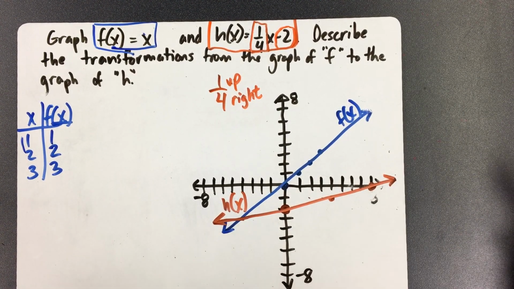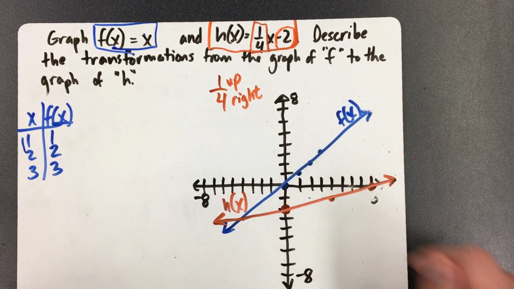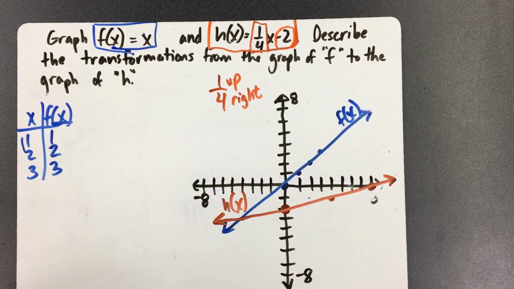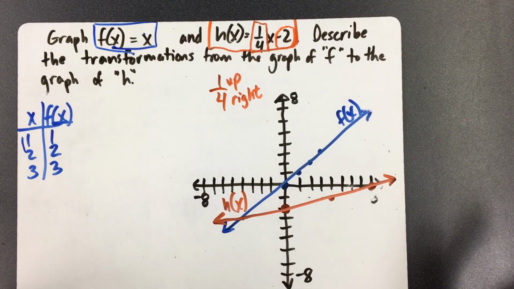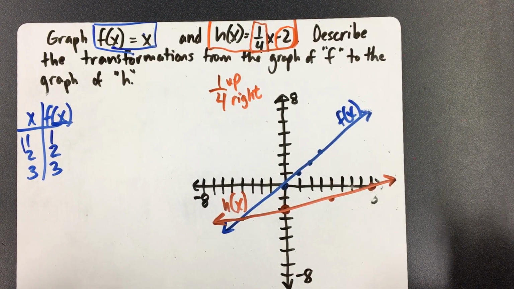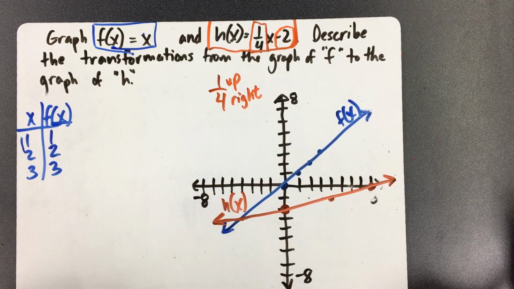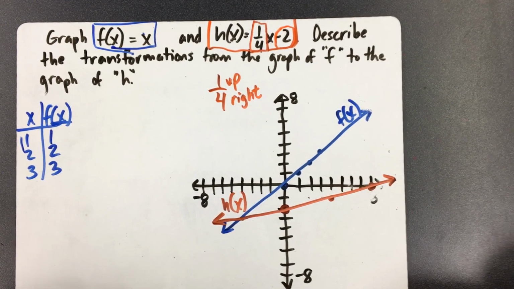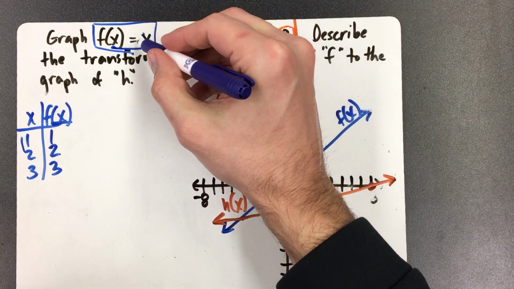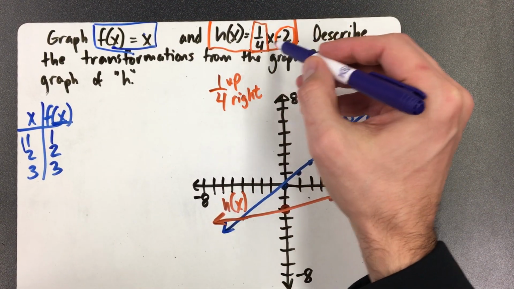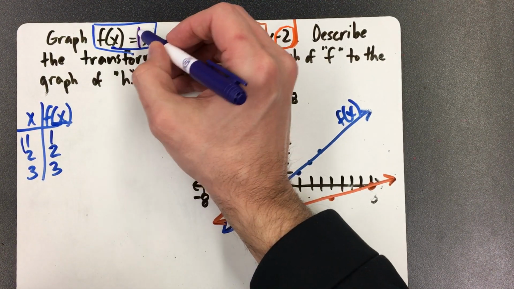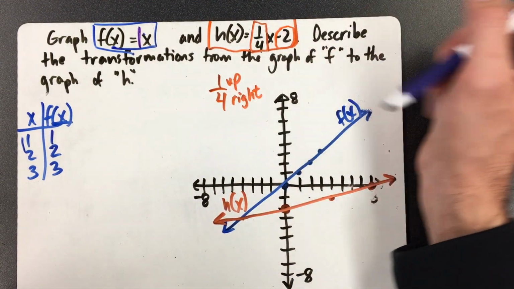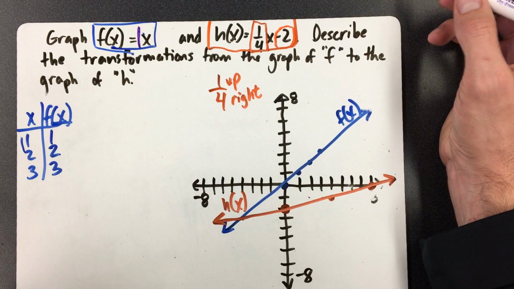So what did we do to take this blue one and turn it into the orange one? I don't want to hear people say, well, you moved it. Well, duh, yeah, of course we moved it. But what specifically did we do? So what we need to do is look at how this equation right here looks compared to this one. The first thing that I notice, this had an original slope of 1, and this has a slope of 1/4. So what is that?